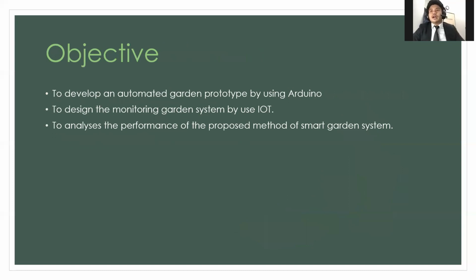So next, project objective. There are 3 objectives. Number 1, to develop an automated garden prototype by using Arduino. Number 2, to design the monitoring garden system by using IoT. And 3, to analyze the performance of the proposed method of the smart garden system.